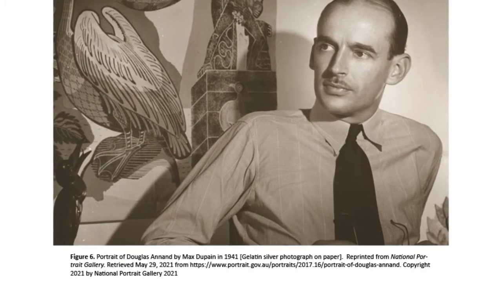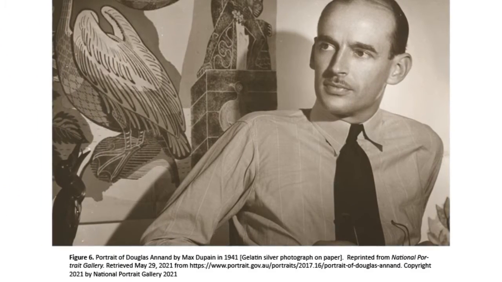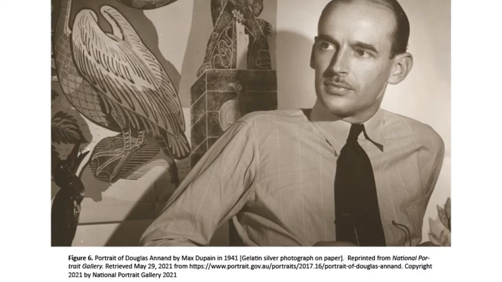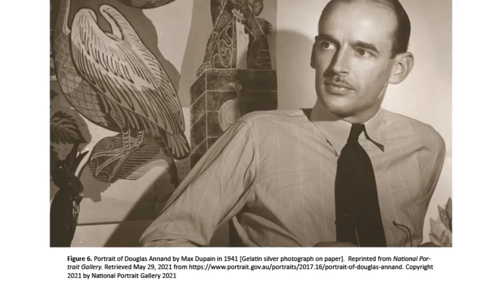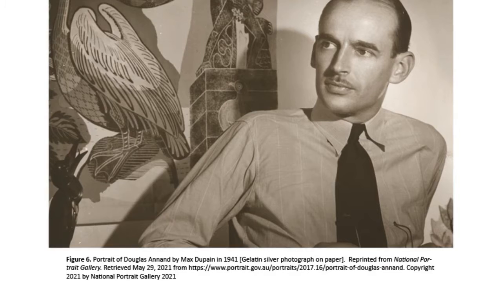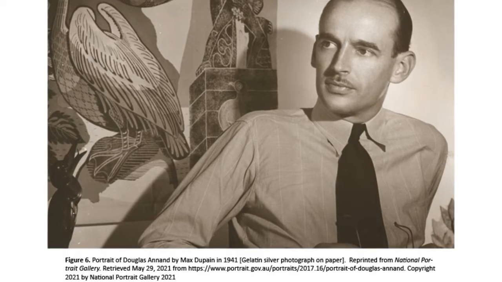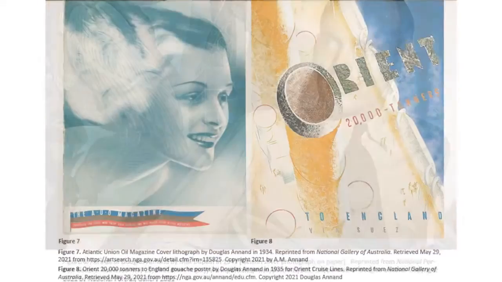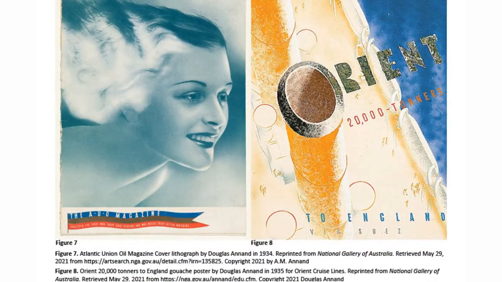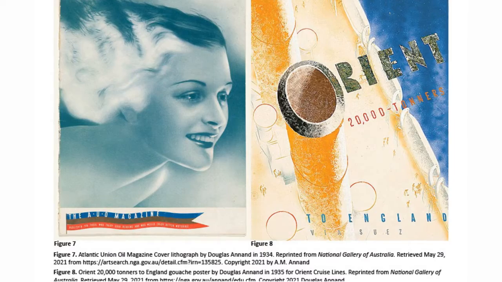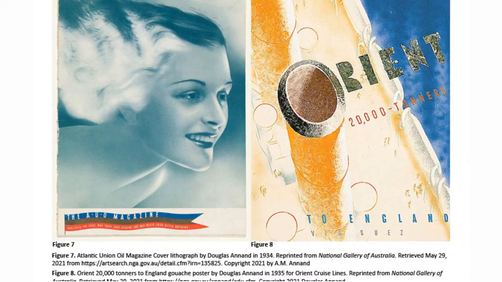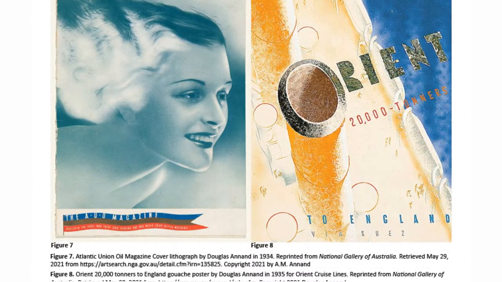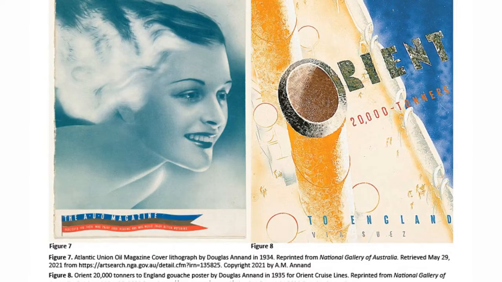Douglas Annand was born in 1903 in Toowoomba, west of Brisbane. After studying at the Brisbane Technical College, he moved to Sydney in 1930, where he set up a small studio. In 1932, he won a poster competition to commemorate the opening of the Sydney Harbour Bridge, which was the beginning of a burgeoning career, working with Atlantic Union Oil, David Jones, Ocean Liners, ANTA, and designing Australian coins.